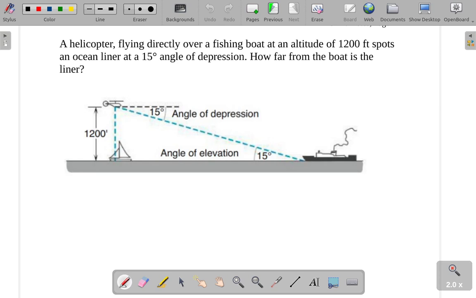A helicopter flying directly over a fishing boat at an altitude of 1,200 feet spots an ocean liner with a 15-degree angle of depression. So how far from the boat is the ocean liner?